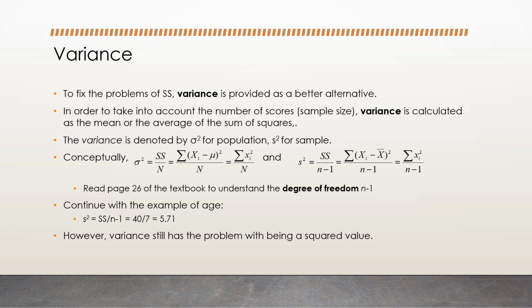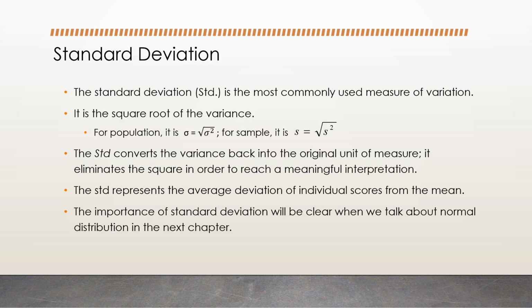Using the age example, clearly based on a small sample, the variance is the sum of squares divided by n-1, which is 40 divided by 7 equals 5.71. Variance is not affected by sample size, but it still has the drawback of being expressed in squared units. To address this, statisticians take the square root of the variance and call it the standard deviation.